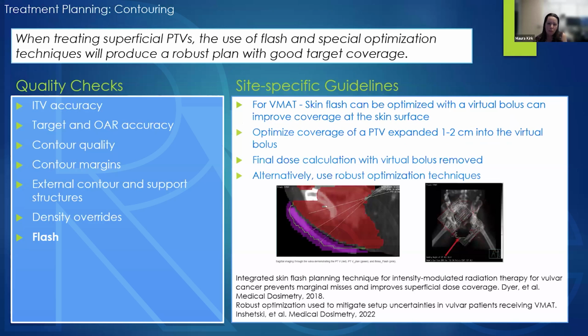And there are also some treatment planning systems that allow for robust optimization techniques. That would be considering if your isocenter shifted in different directions, making sure that you have coverage of your target for those shifts. And I have some references here that describe both of those techniques.